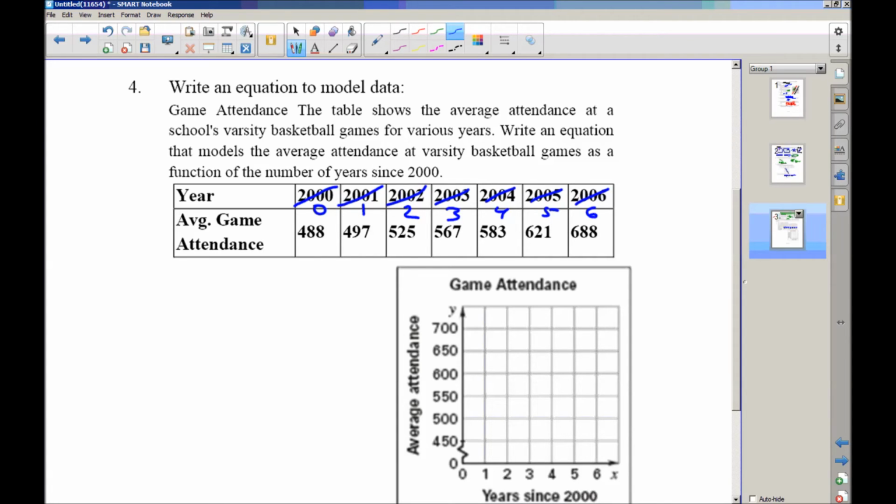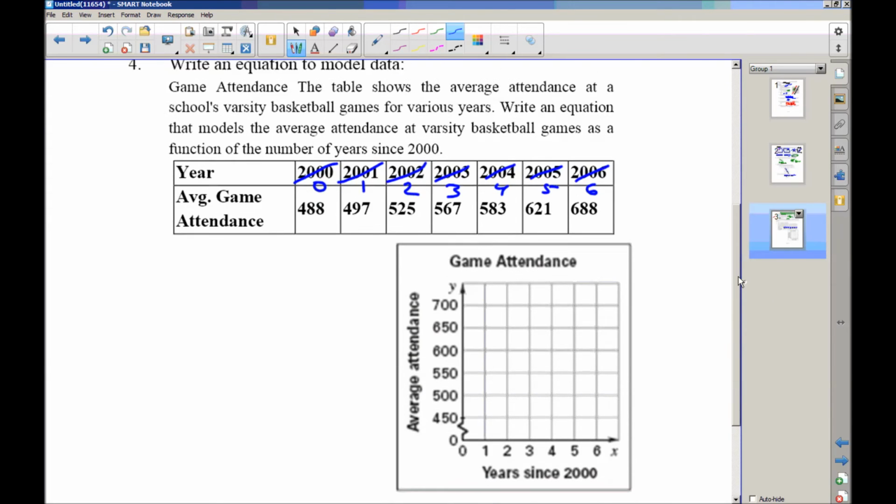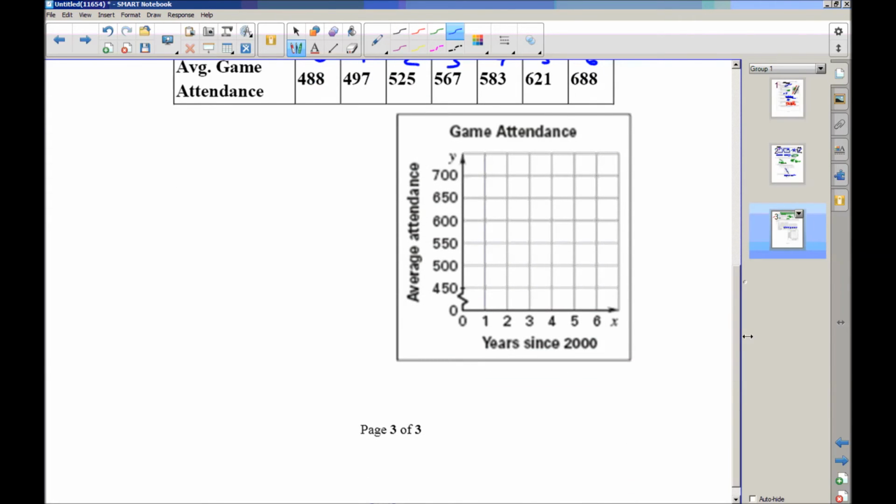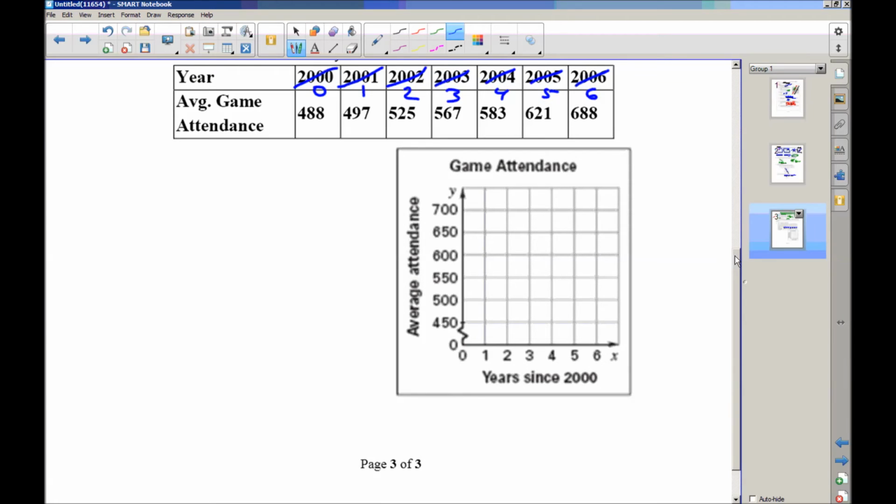All right, so now we just need to plot these points to start with. So 0 is supposed to be 488. So 475 is halfway, so 488 would be somewhere right about there. 1 is supposed to be 497. That's going to be really close to 500, but not quite. 2 should be 525. That's supposed to be exactly halfway between 500 and 550. 3 should be 567. That's going to be about there, somewhere between 575 and 550.